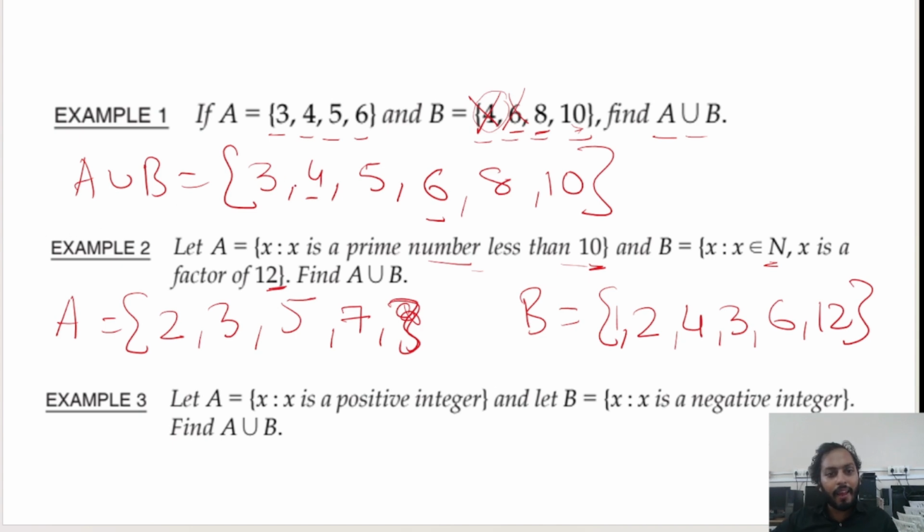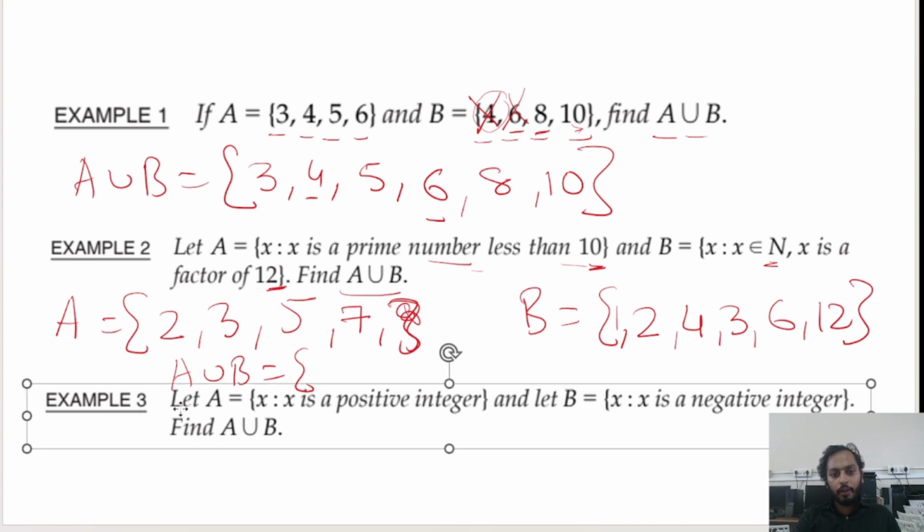Now, what do I want to find? I want to find A union B. I want to combine them. So how are you going to combine? Can you tell me how you are going to combine?